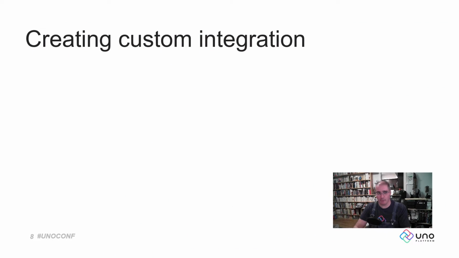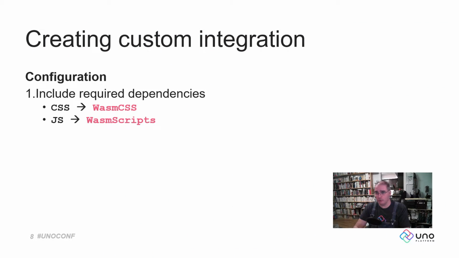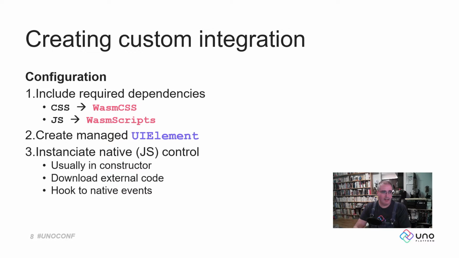Now, to create your custom integration, you need first to bootstrap your component. If you have CSS files, you should put them in the WASM CSS folder, and JavaScript files should go in the WASM scripts folder. And you need to create one or many controls that derive from UI element or from framework element or from panel, depending on what you want to do. And those controls will need to create their native JavaScript counterpart, usually from the constructor.